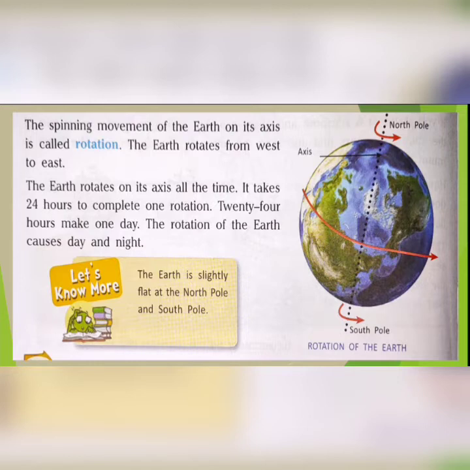Now, here let's know more. The Earth is slightly flat at the North Pole and South Pole. As we know, our Earth is round in shape, but it is slightly flat at the North Pole and also at the South Pole. That means at both the poles, our Earth is slightly flat. That means it looks like an orange.